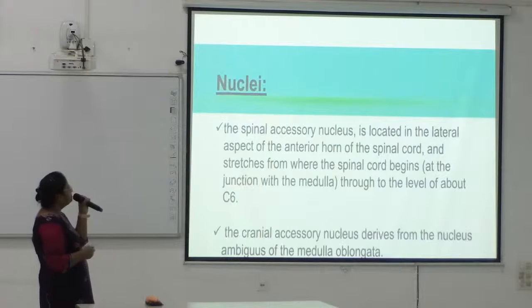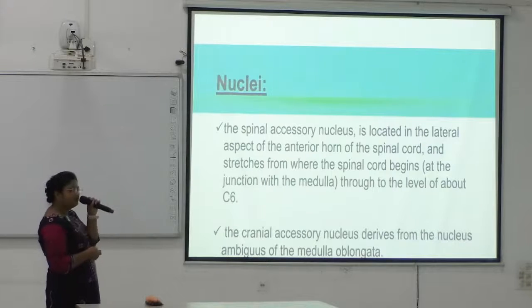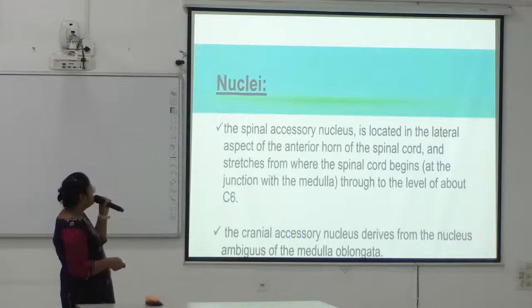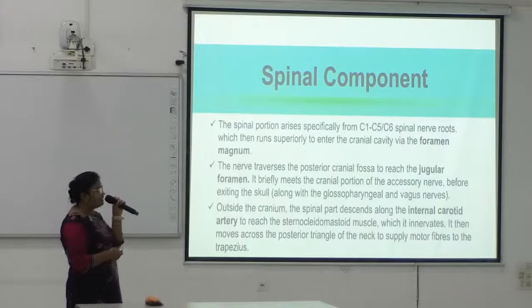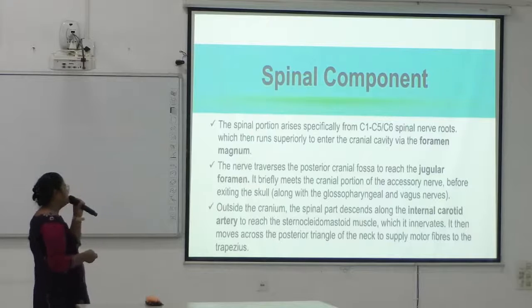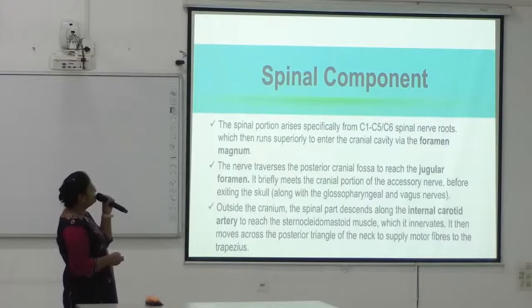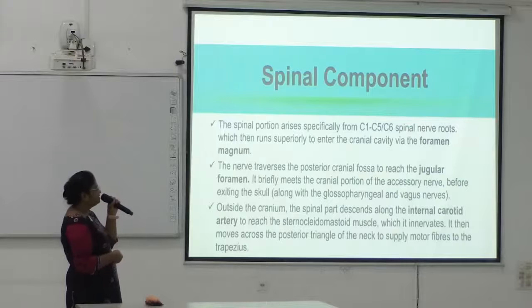So what are the nuclei? The spinal nucleus, lateral aspect of the anterior horn, and the cranial nucleus, nucleus ambiguus. The spinal portion arises typically from C1 to C5 or C6. Superiorly, it leaves the cranial portion which is in the skull, along the foramen.